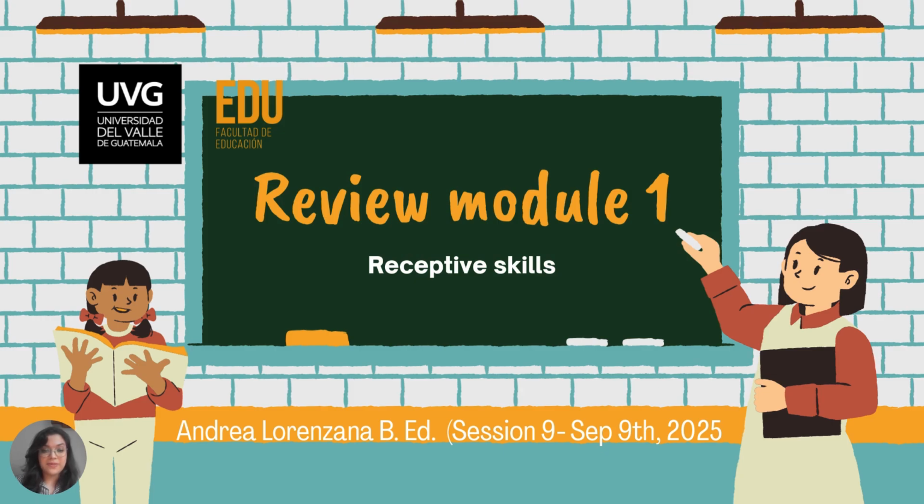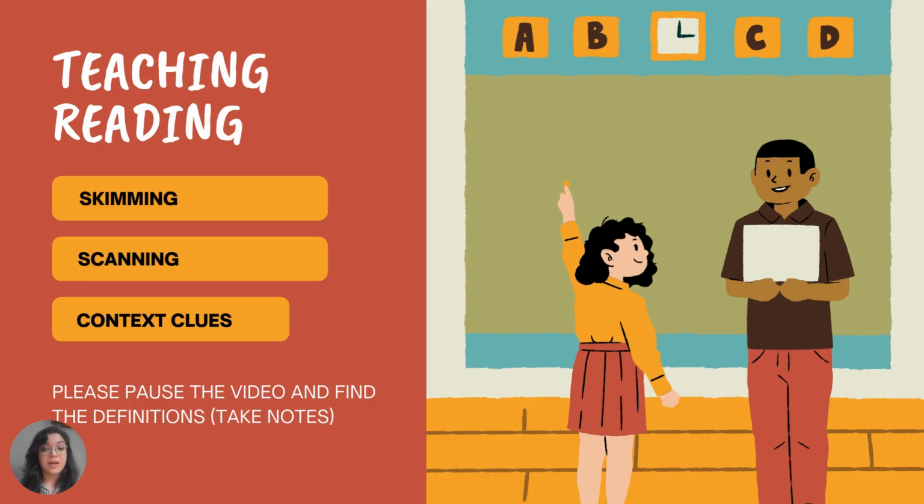Okay, so this is video number two. Now we're going to focus on teaching reading. For teaching reading, we're going to review three different things: skimming, scanning, and context clues. Please pause the video right now and find the definitions for each one of these terms. Take notes.